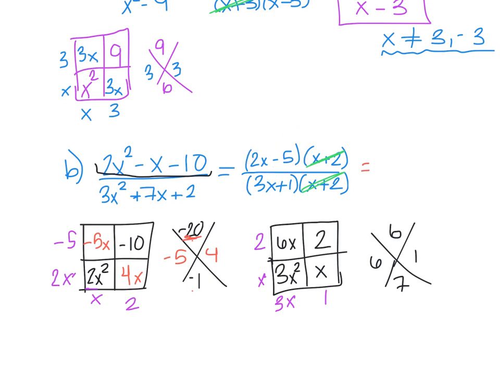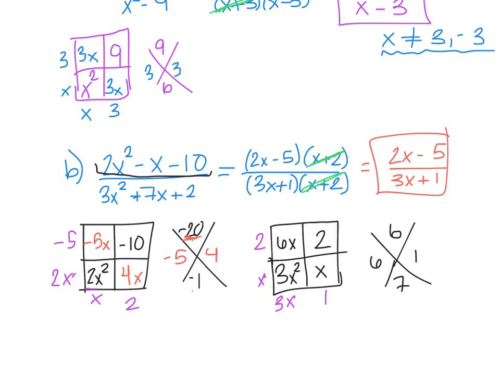when we look at 2x minus 5 and 3x plus 1, there's no canceling I can do here because, again, this whole thing is divided by this whole thing. I can't cancel these x's. So my final answer is 2x minus 5 over 3x plus 1.